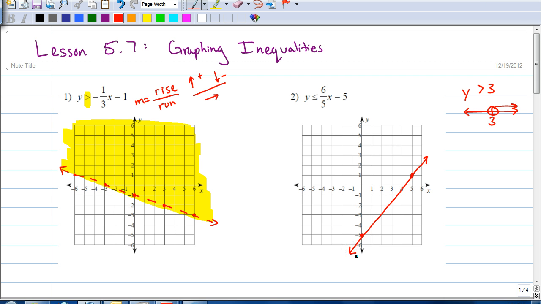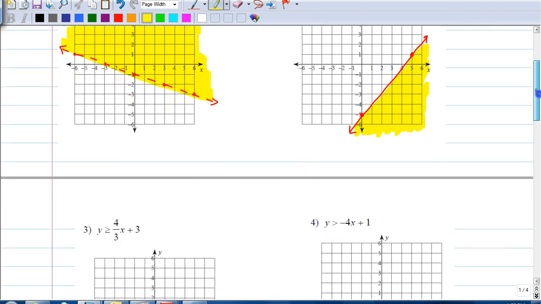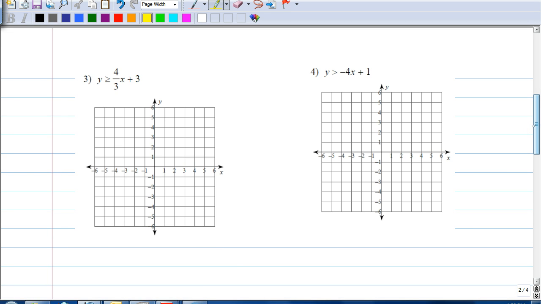Now we ask ourselves, do we shade above or below the line? The fact that it's less than or equal to means that I would shade below the line, just like that table says. Okay, why don't you guys take a couple of minutes now to graph these last two examples. So why don't you copy these down, pause the video, and then hit play when you're ready to check your answer.